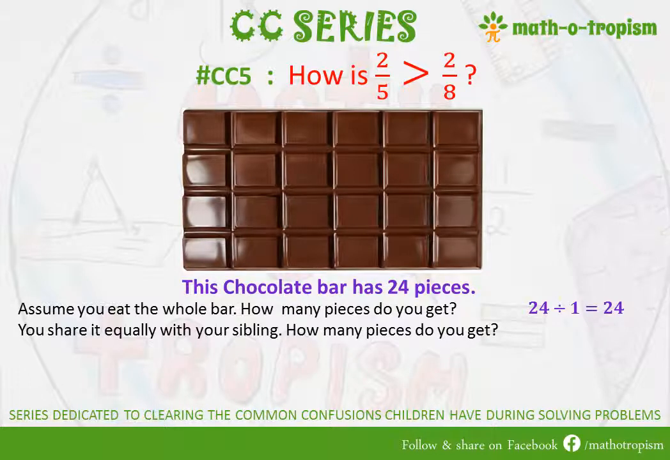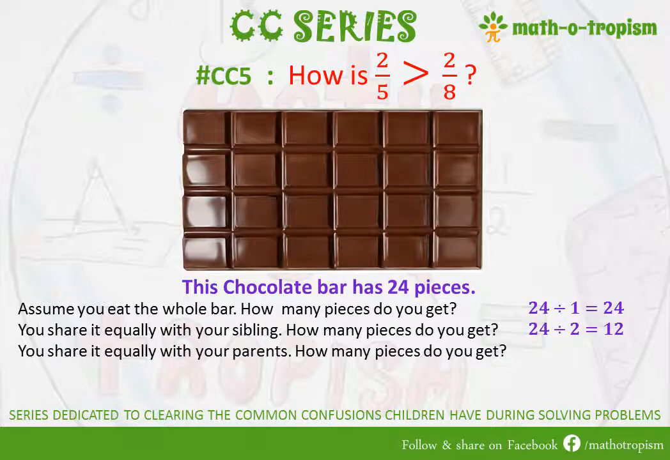Now assume that you are sharing it equally with your sibling. Sibling means a brother or a sister. So how many pieces are you going to get? Since you are going to share it equally, it means half of 24 is what you will get. So it is nothing but 24 divided by 2, which means you are going to get 12.